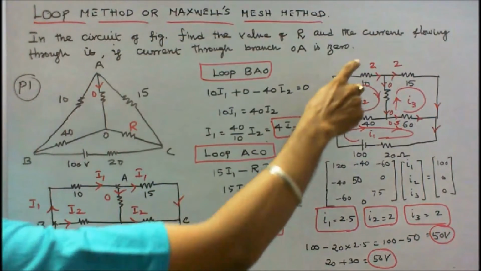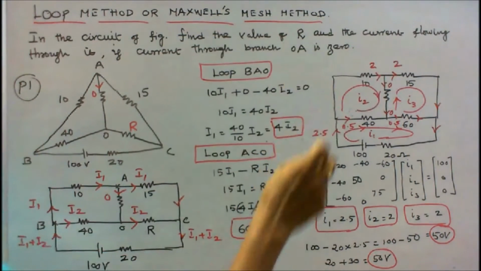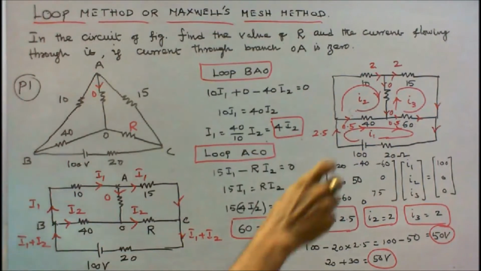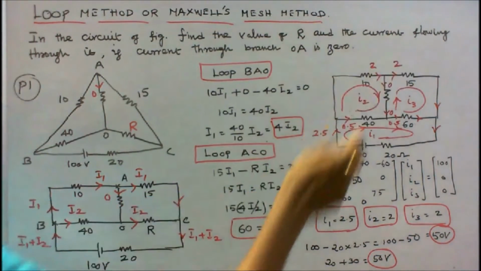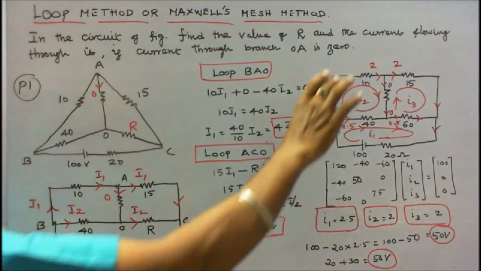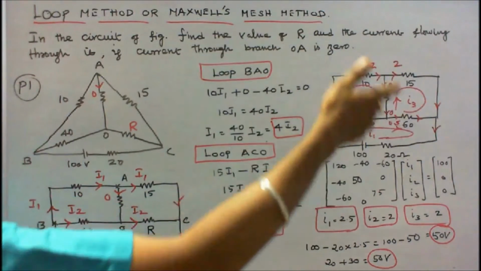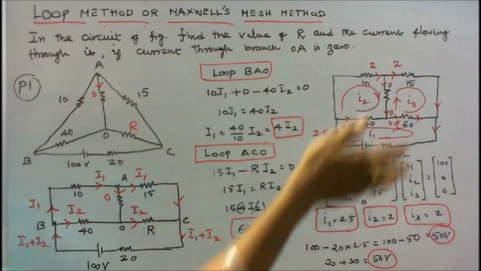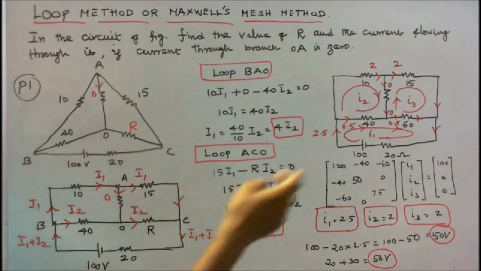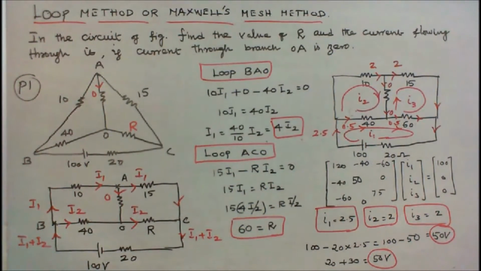So here 2 into 10, that is equal to 20 volts. 40 into 0.5, that is equal to 20 volts. 2 into 15, that is equal to 30 volts. 60 into 0.5, that is equal to 30 volts. Here both the voltages are the same, therefore current flowing through AO is equal to 0. Current flowing in the 60 ohm resistor is 0.5 amps.